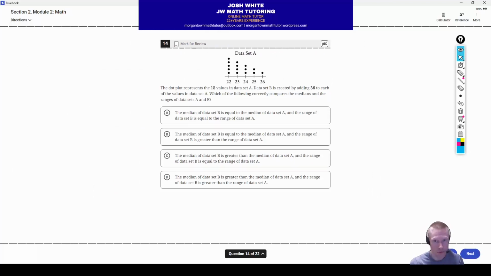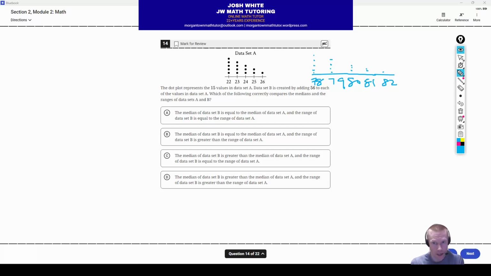Next up, question 14. Here we have a data set, and now we're going to make a new data set by adding 56 to each of these numbers. So like in the first one, that means instead of having 5 values that are 22, we're going to add 56 to each of them. So if we do that, that would give us 78 here, and then we'd have 5 dots. And then 79 would have 4 dots, 80 would have 3 dots, 81 would have 2 dots, 82 would have 1 dot. Okay.